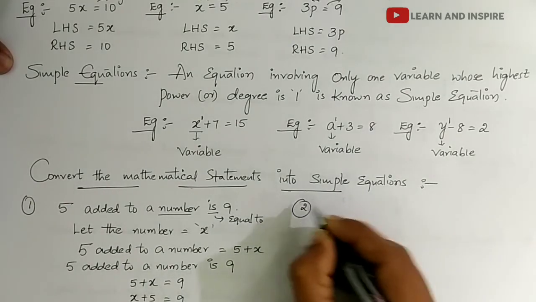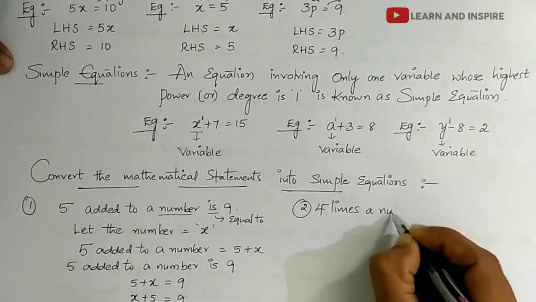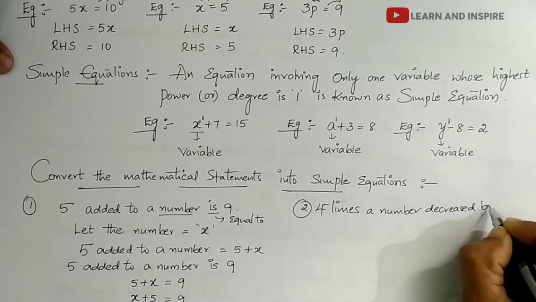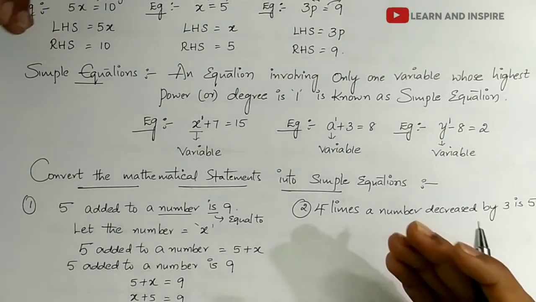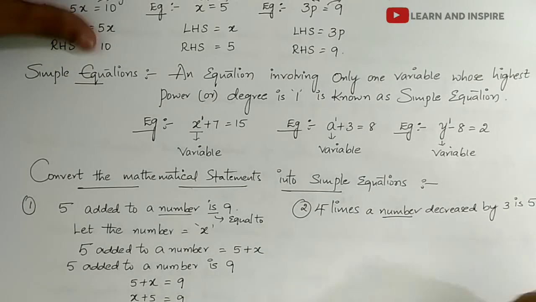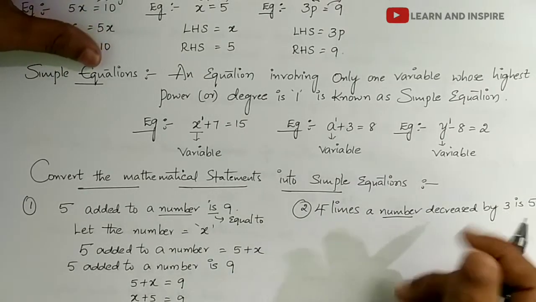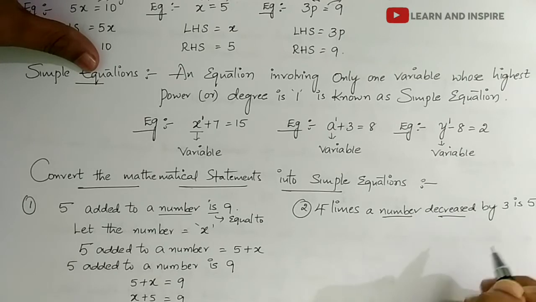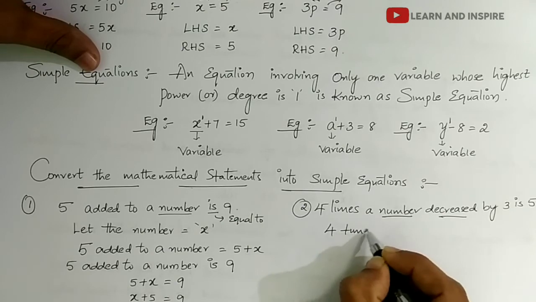The second question, 4 times a number decreased by 3 is 5. Times is nothing but multiplication. How many times we have to multiply? 4 times a number. So we do not know what is that number. So we take any variable, that is y. Okay, we take y or l or m, any letter. 4 times a number decreased. Decrease is nothing but subtracted by 3 is equals to 5. So 4 times, I write 4 times a number.